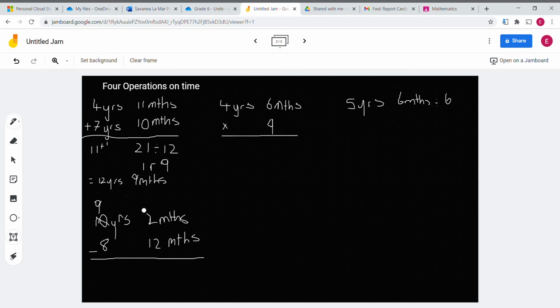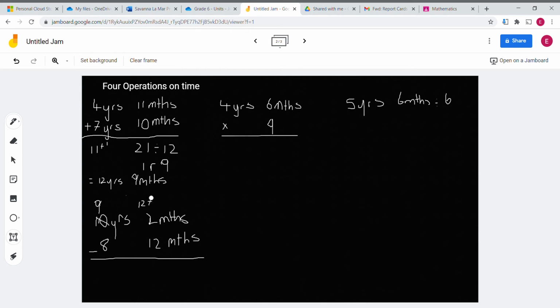But you're bringing years to months. You're moving from a large unit to a small unit. So you have to convert. 1 year, as you know, is equivalent to 12 months. So what you're going to be actually putting over here is 12. So it's 12 plus 2.